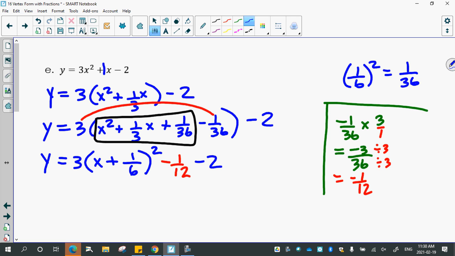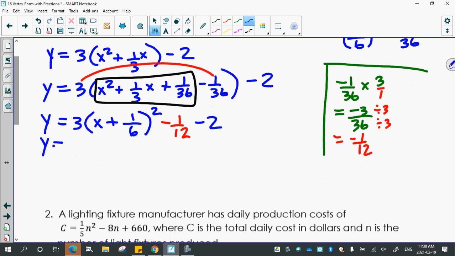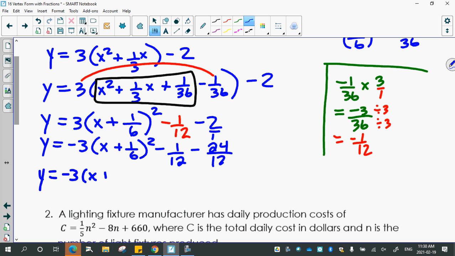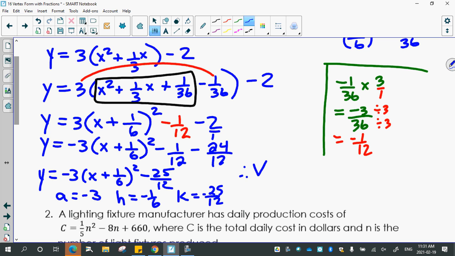Okay? And then we have to get a common denominator in order to get the k value. So my common denominator is going to be a 12. So if I make the denominator 12, I had to multiply by 12, so I have to multiply the numerator by 12. Okay? And then negative 1/12 minus 24/12 is negative 25/12. Okay? So that would be the correct vertex form. And then A would be negative 3. H would be negative 1/6. So be careful there. It's the plus sign in the bracket. And K would be negative 25/12. So the vertex would be negative 1/6, negative 25/12.